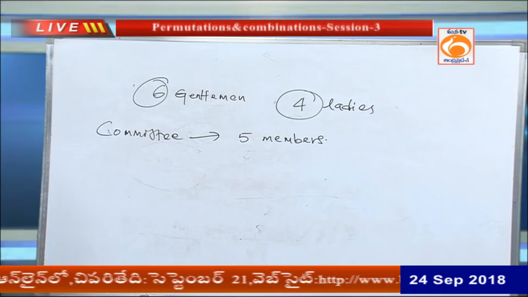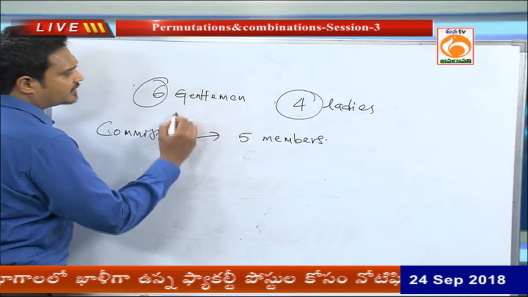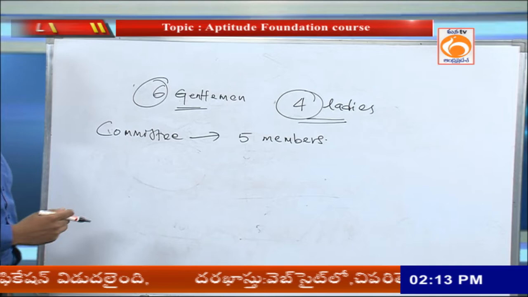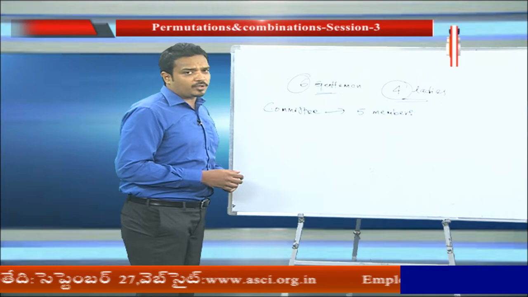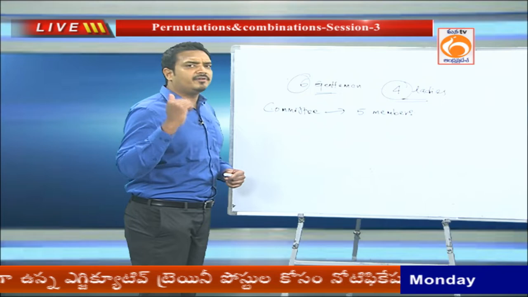It is so simple. If you observe this, 5 members are required. We have 6 gentlemen and 4 ladies. Do we have any condition here? We don't have any condition. So what conditions you need to check first? Here 6 male and 4 female are given, and they said to form a committee of 5 members from these. The first thing you should check is the condition.